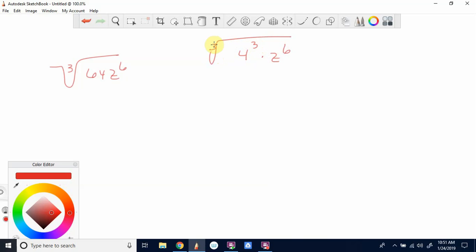I can do 3 divided by 3 is 1, remainder 0, so I take out a 4 to the first power. 6 divided by 3 is 2, remainder 0, so I take out a z to the second power, and neither one of them has anything left, so this is 4z squared.